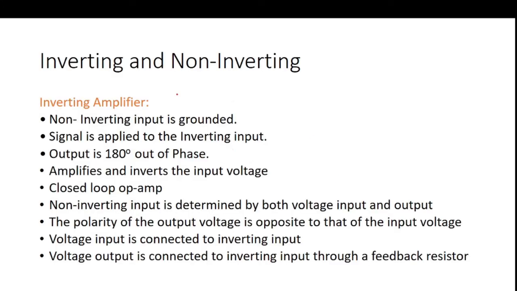Next, inverting and non-inverting operational amplifier. What is an inverting amplifier? The non-inverting input is grounded. The signal is applied to the inverting input. The output is 180 degrees out of phase. It amplifies and inverts the input voltage. In a closed loop op-amp, the input is determined by both the voltage input and output. The polarity of the output voltage is opposite to that of the input voltage. The voltage input is connected to the inverting input. The voltage output is connected to the inverting input through a feedback resistor.